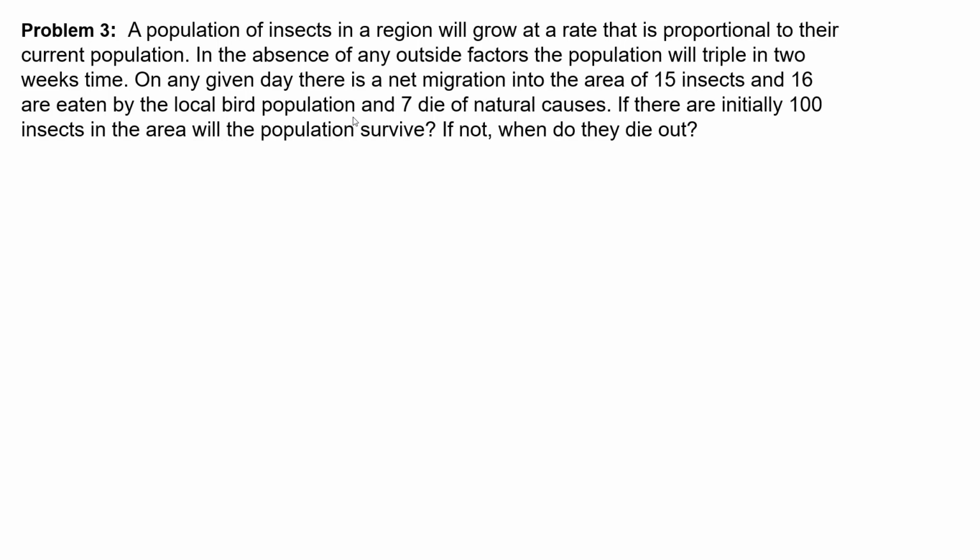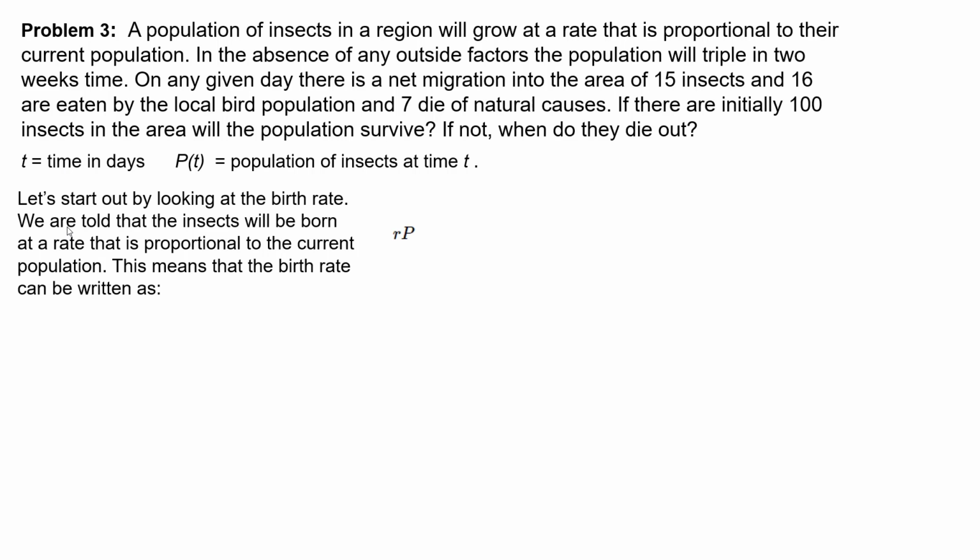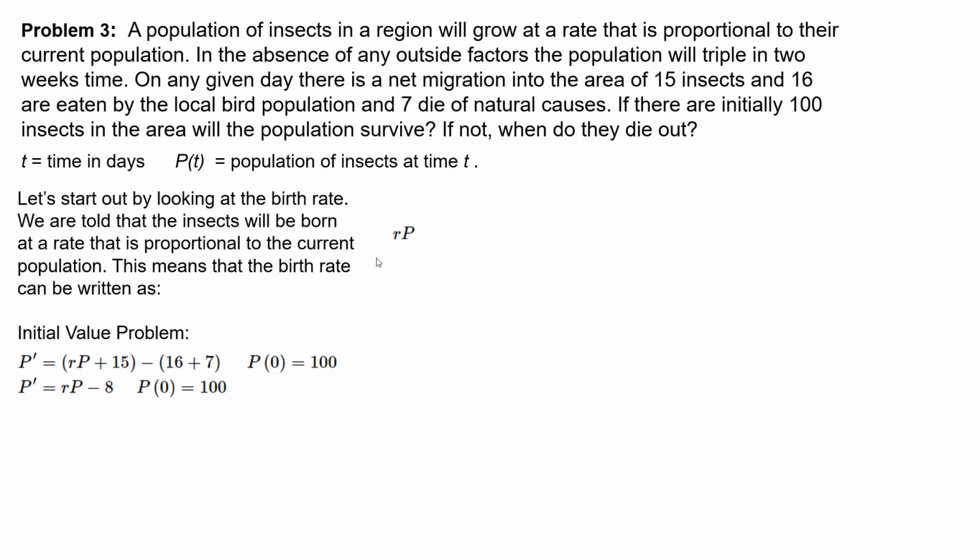All right, so here we go. T is time in days. Let P of T be the population of insects at time T. So let's start by looking at the birth rate. We're told that the insects will be born at a rate that's proportional to the current population. So R times P is the birth rate.